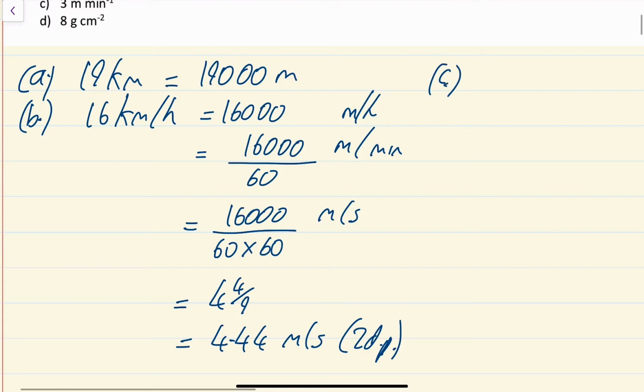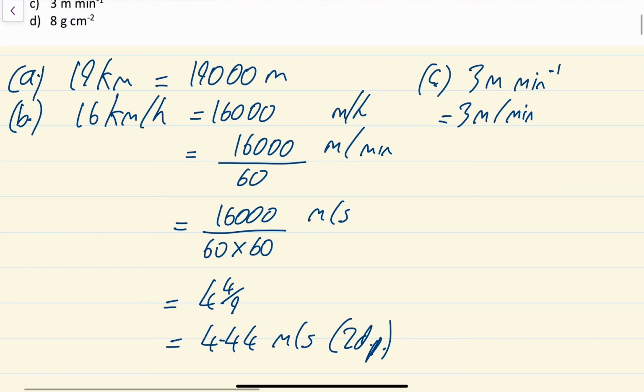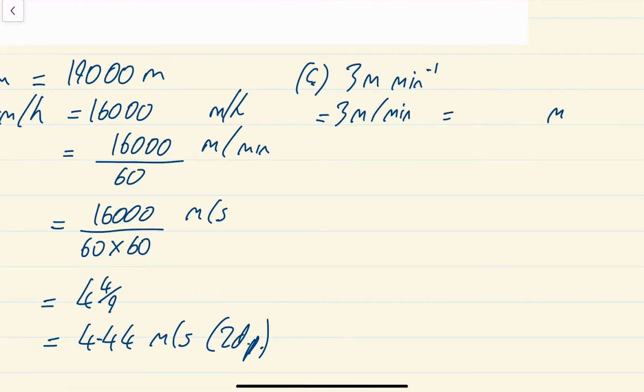Okay, part C, we had 3 m min to the minus 1. The way I would write that, by the way, this is just my preferred way of writing it, is meters per minute. Some people prefer the other one, that's entirely up to you. But I want to get that into seconds. So 3 meters per minute, to get it into seconds, I'd have to divide by 60. So 3 divided by 60, and that's a nice decimal, is 0.05 meters per second.